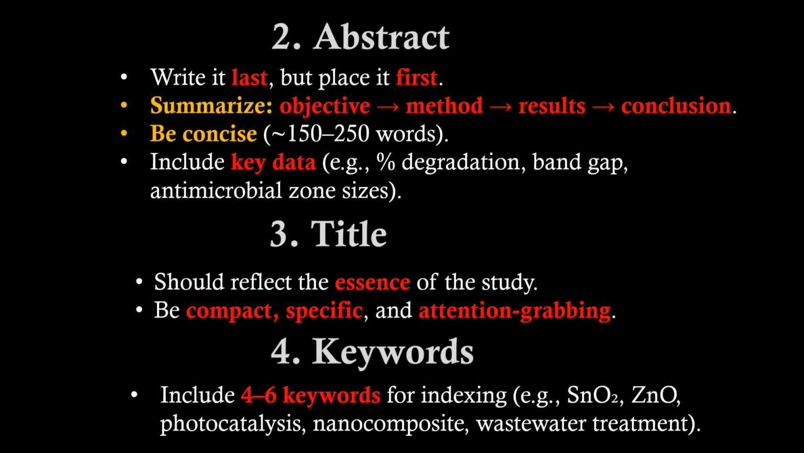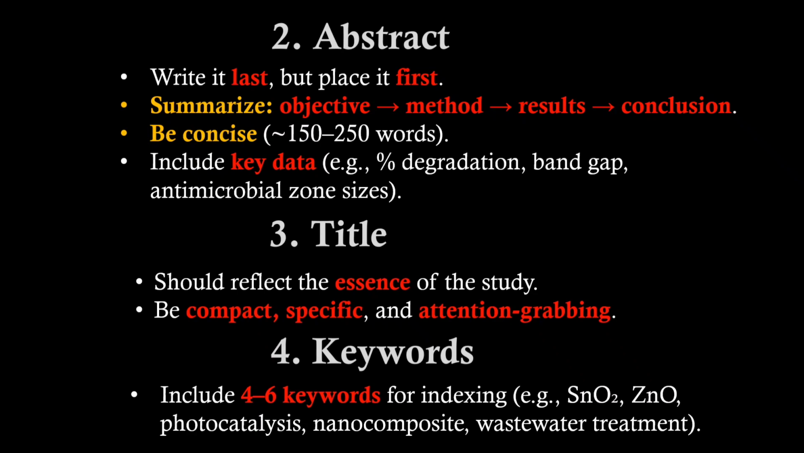And the fourth point is that we have to use a few keywords. The keywords should include 4 to 6 keywords for indexing. For example, if we are using SnO2 or ZnO or WO3 photocatalyst, that should be spelled out as keywords.